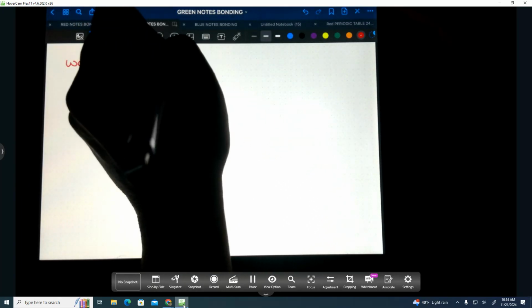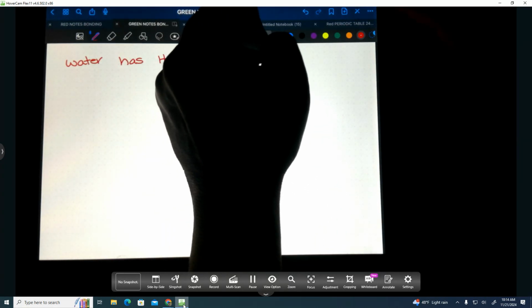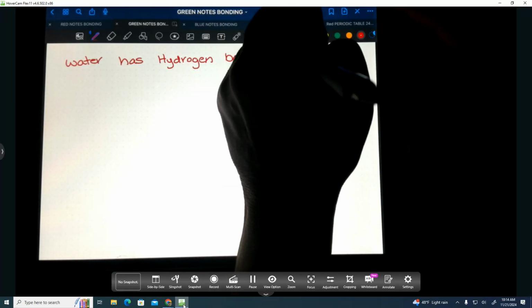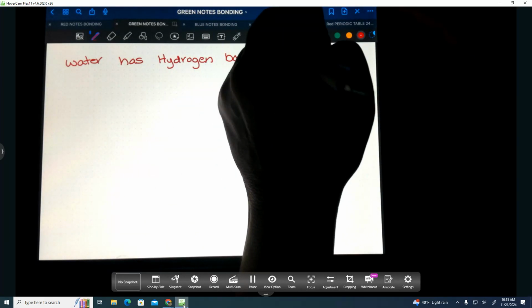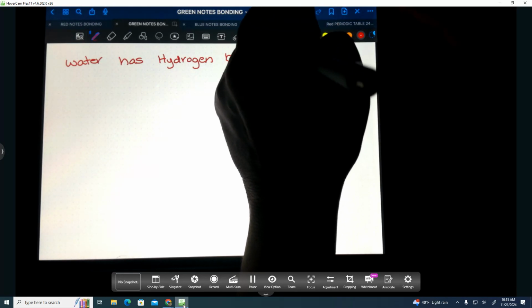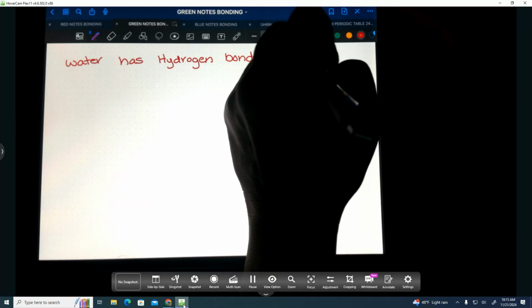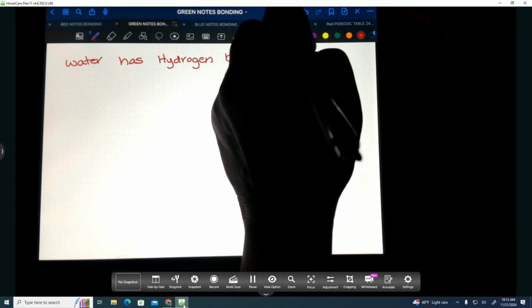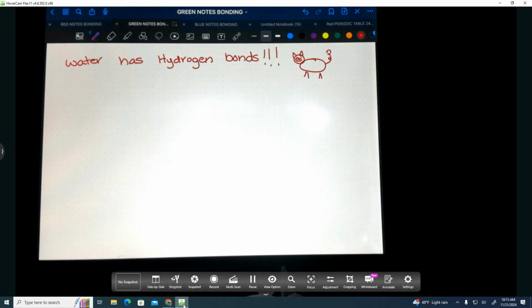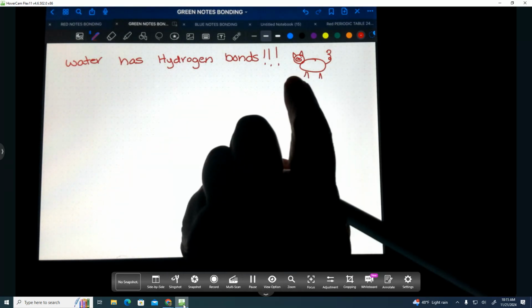Water, wow, that's sloppy. Try that again. Water has hydrogen bonds. Put exclamation points. Draw a picture of something very special to you. Like, oh, now it looks like a pig. Wait, I'll make it a pig. It wasn't supposed to be a pig. It was supposed to be a cat. Okay? But it looked like a pig because I drew a curly tail. That's how you're going to know it's important.